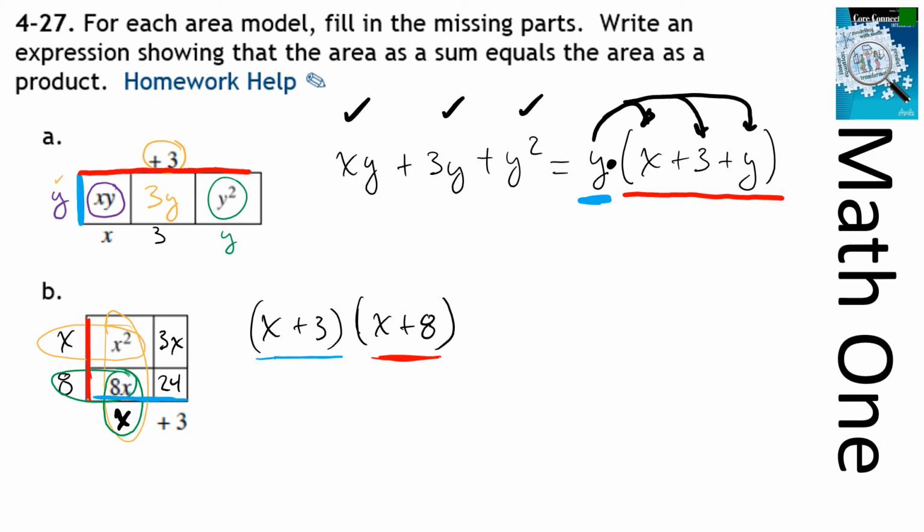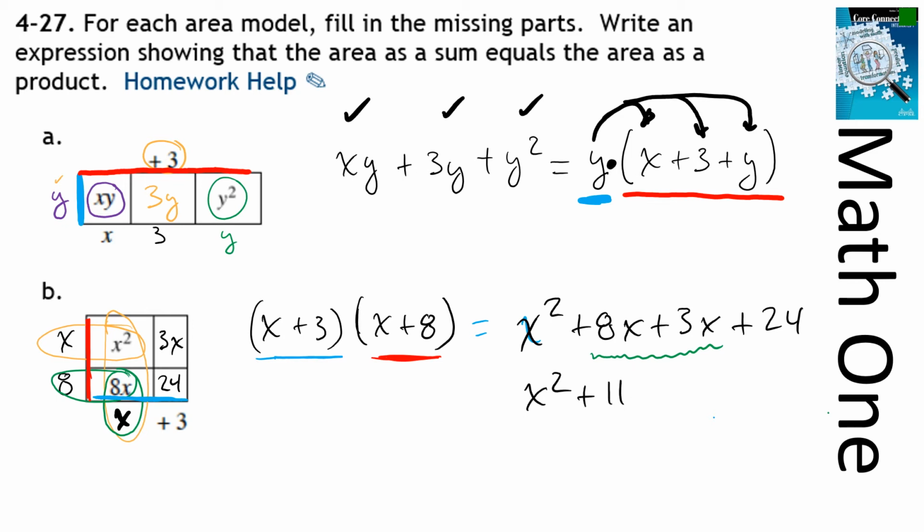Well, I'm looking at the model right now, and it tells me exactly what I get. On the one hand, I've got an x squared, and then I've got plus 8x, and then plus 3x, and then finally plus 24. And typically when we write them down, we realize two of our terms are like terms, they have the exact same variables with the same powers, so we can combine like terms. So probably my final answer would be x squared plus 8, 9, 10, 11 x's, and then plus 24.